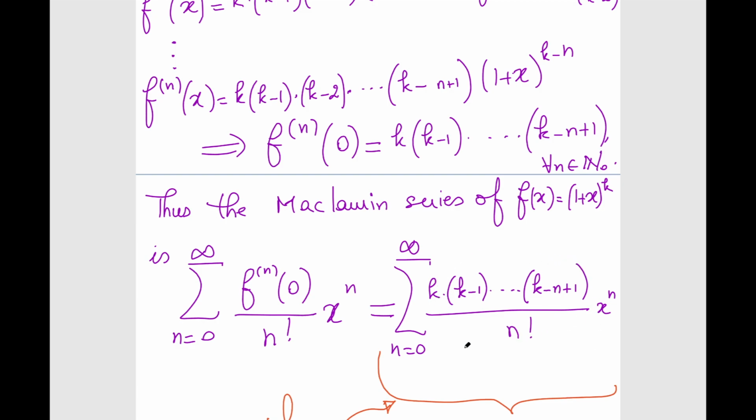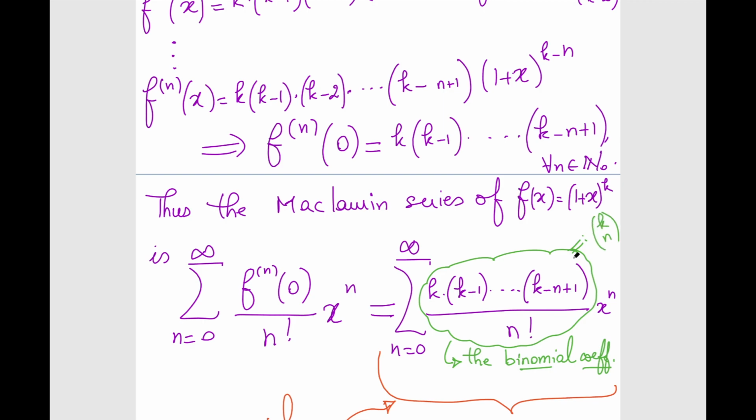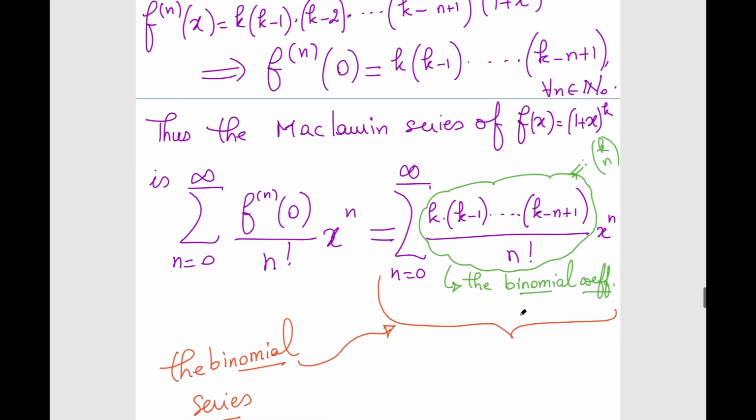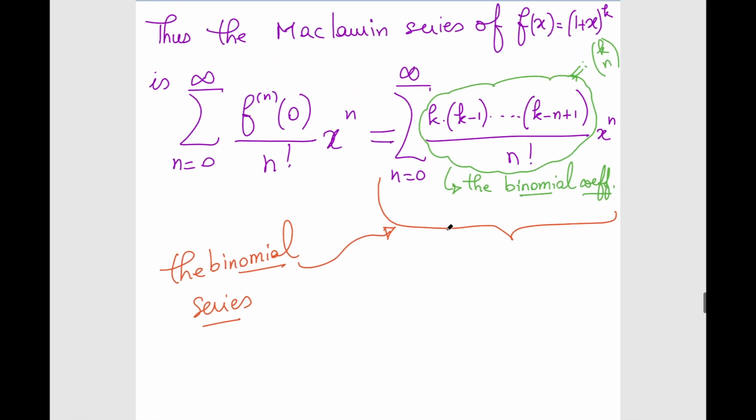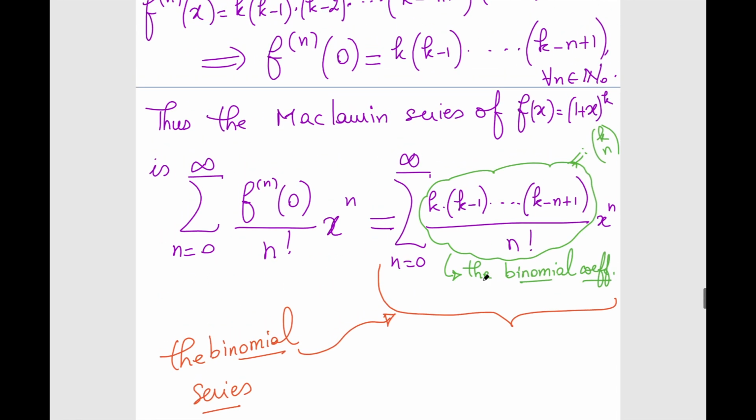Another thing is that quotient here has also a name. It's called the binomial coefficient. And it has a notation, and probably you've seen it before. It's k choose n. This is the universal notation for this quotient. Anyway. Okay, so what was the question again? Find the Maclaurin series for the function 1 plus x to the power k. We found it. It's right there. It's the binomial series.